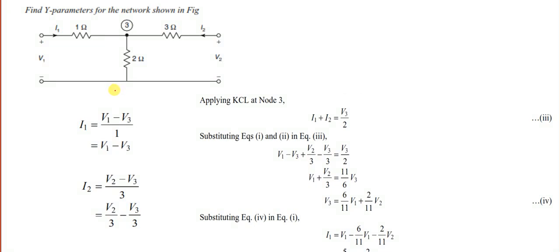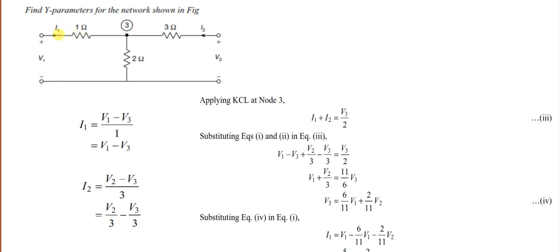Let us do problems on Y parameters, that is admittance parameter. In the given circuit, find Y parameters for the network shown. So this is a circuit diagram. Remember, in the Z parameter equation, we have to apply KVL. In Y parameters, we are expressing currents in terms of voltage. So I1 and I2 you should get in terms of V1 and V2.